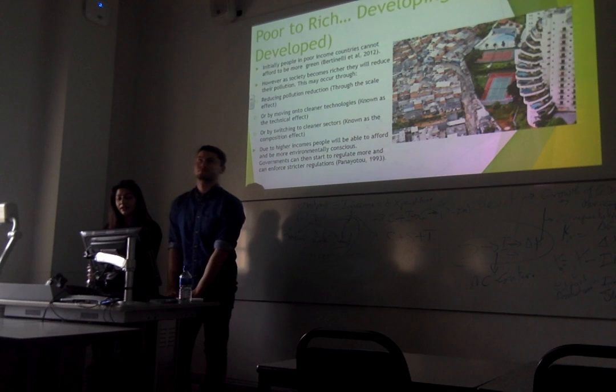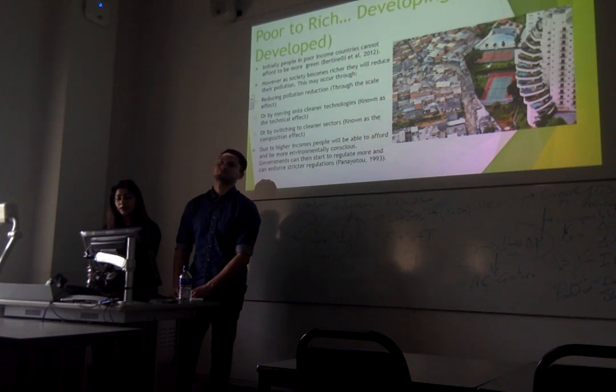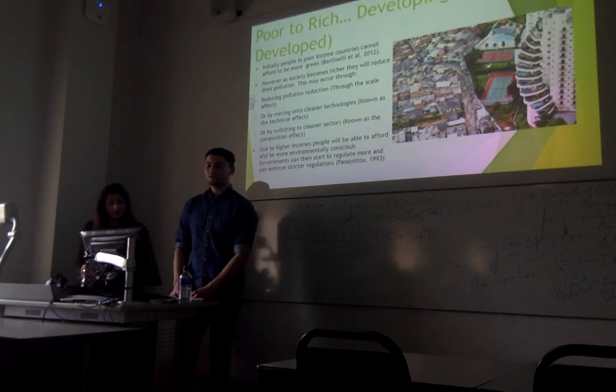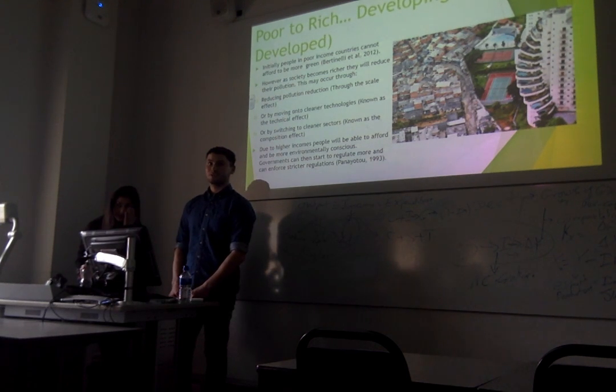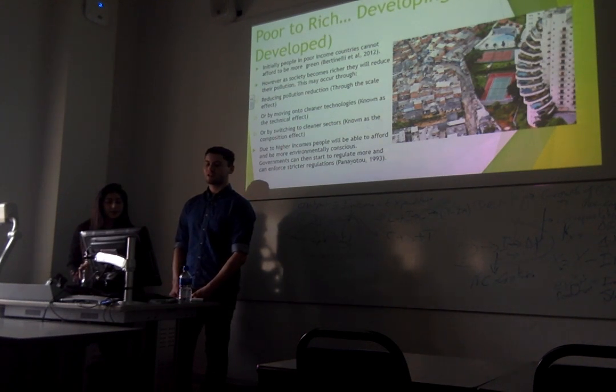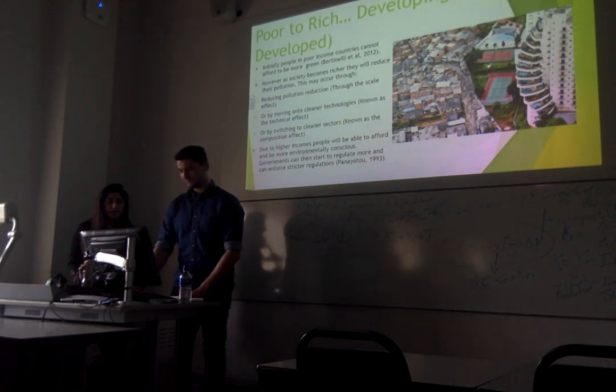Initially, people in poor income countries cannot afford to be more green. However, as society becomes richer, they will reduce their pollution. This may occur through the scale effect, or by moving on to cleaner technologies, known as the technical effect, or by switching to cleaner sectors, known as the composition effect. Due to higher incomes, people will be able to afford and be more environmentally conscious. Governments can then start to regulate more and can enforce stricter regulations.